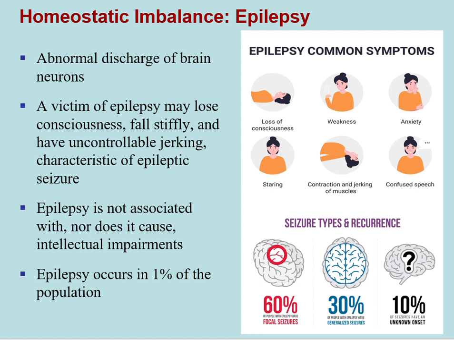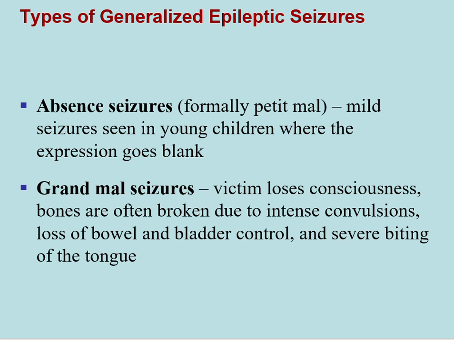So let's talk more about epilepsy. It is a homeostatic imbalance, and it's an abnormal discharge of brain neurons. Now, it's never associated with, nor does it cause, intellectual impairments. Instead, a victim of epilepsy may lose consciousness, fall stiffly, or have uncontrollable jerking. Those are all characteristic of an epileptic seizure. And that's because of this abnormal firing of brain neurons. And it only occurs in about 1% of the population.